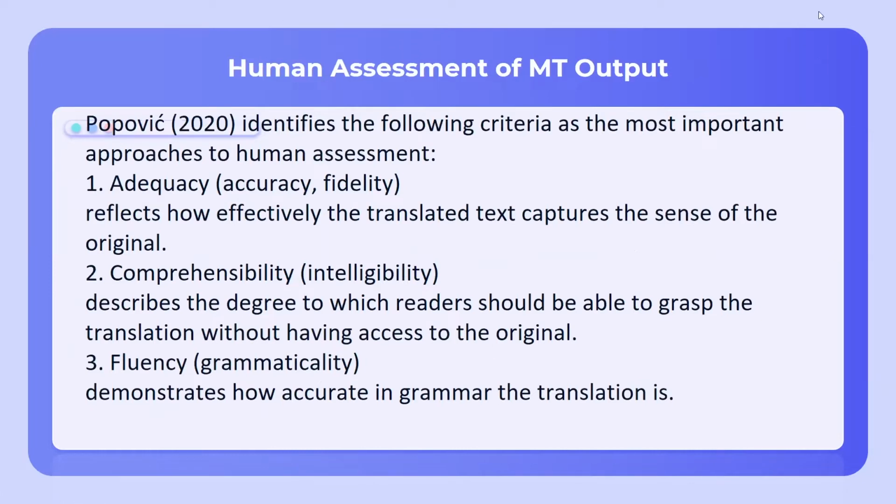Also, the following criteria were identified by Popvik in 2020 as the most important approaches to human assessment. The first one is adequacy. Also, we can use accuracy, fidelity. They reflect how effectively the translated text captures the sense of the original. A second is comprehensibility. It describes the degree to which readers should be able to grasp the translation without having access to the original text.